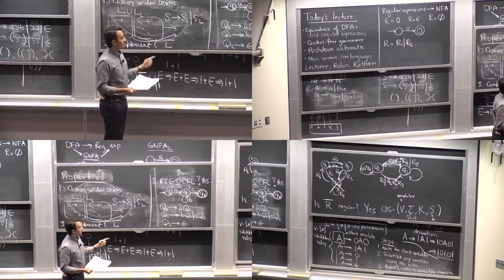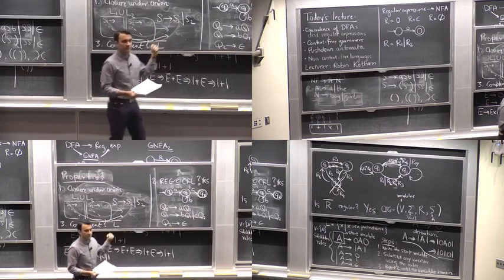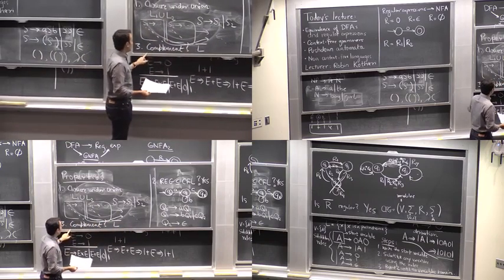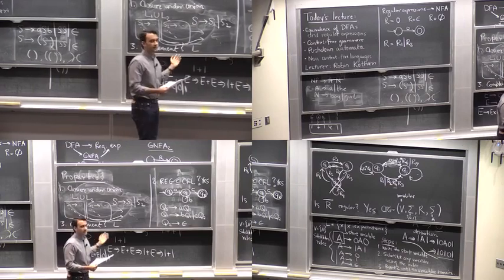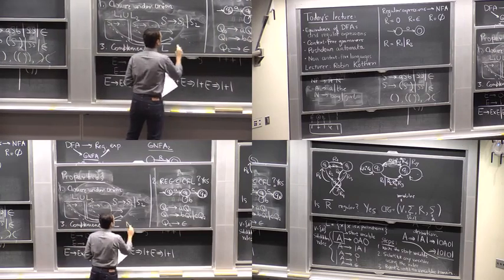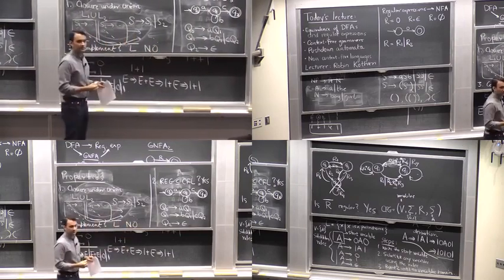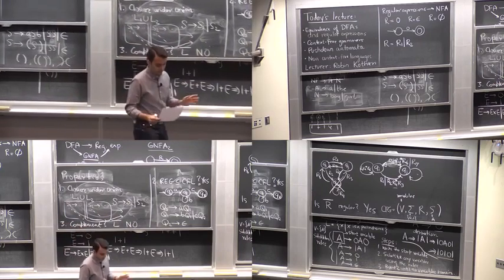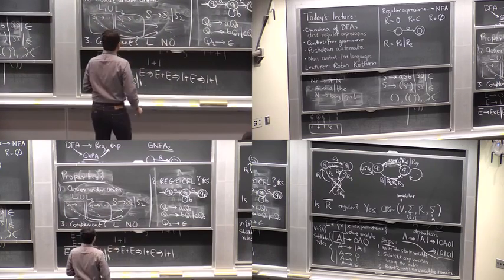This is not clear, right? Even for regular languages, we had to go through this whole rigmarole of converting between machines. And here it's not clear, and in fact, it turns out it's not true at all. The set of context-free languages is not closed under the complementation operation. That's an interesting fact.